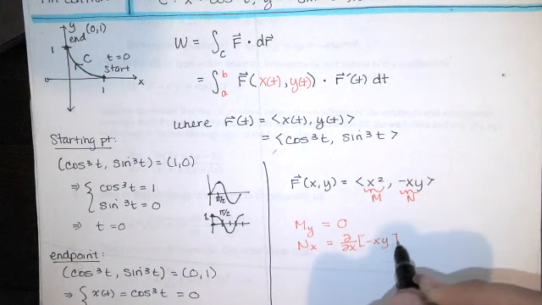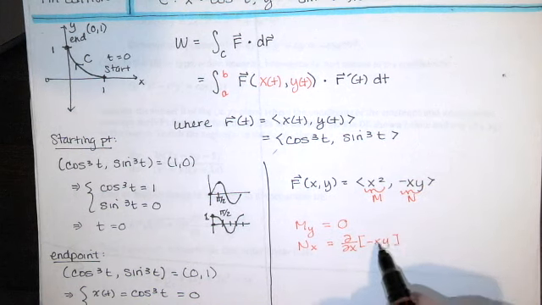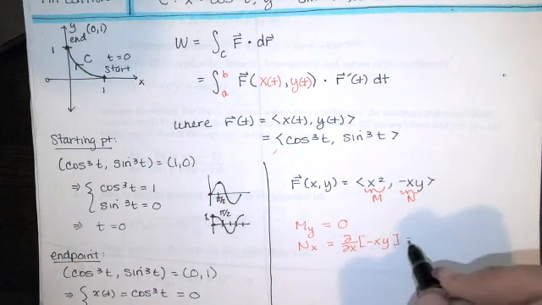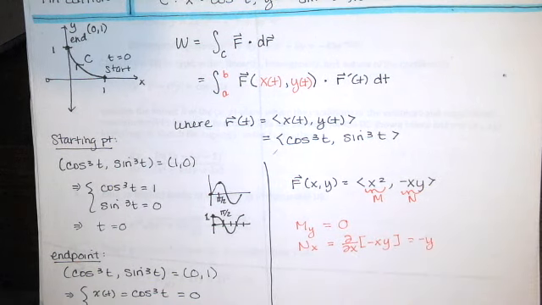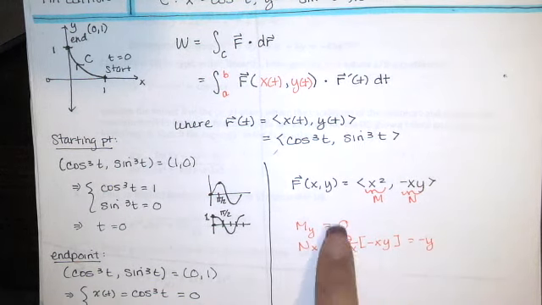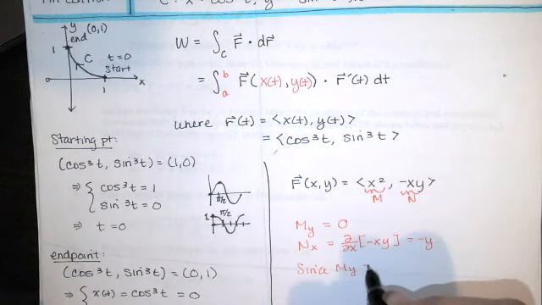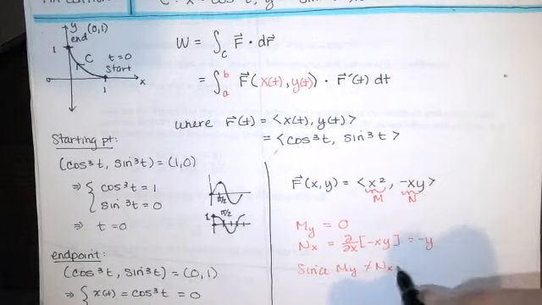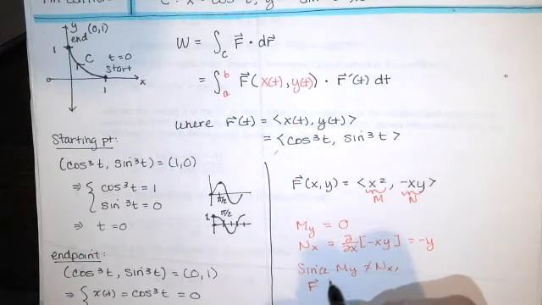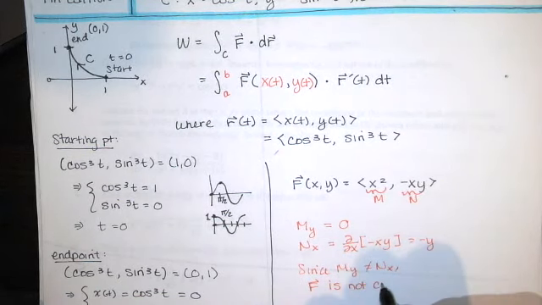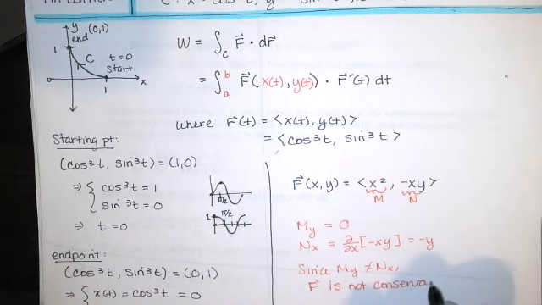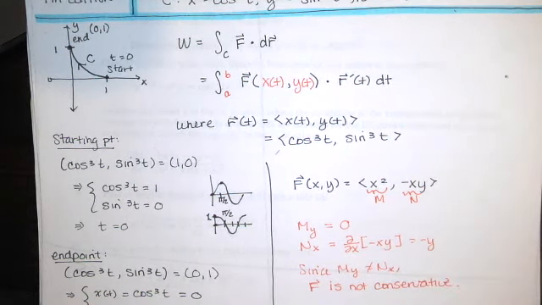There's a constant times x there. The derivative of a constant times x is that constant. And we're treating y as a constant. And those are not the same. So since those two partial derivatives are not the same, the field is not conservative. And we have to evaluate the line integral directly.